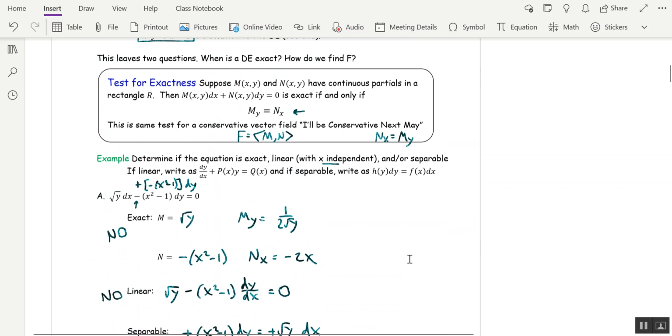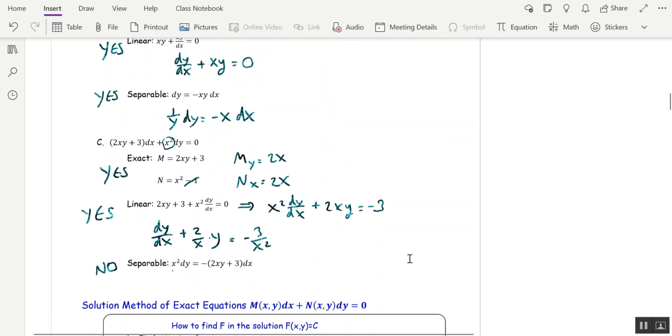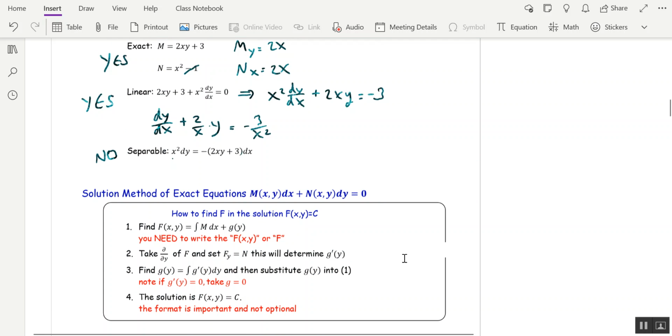How do you know if you have an exact differential equation? If it's in differential form, just do the test: is M sub y equal to N sub x? Step 2, if it is exact, how do you find a solution? First of all, your solution format is going to be big F equals C, if you can find big F. And here's how to find big F.